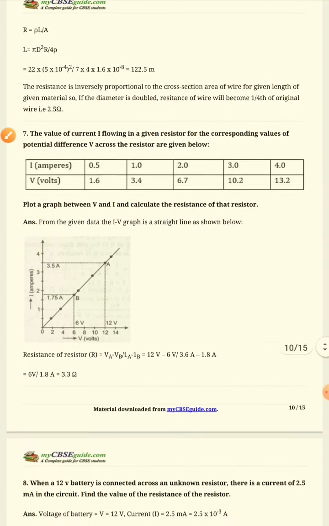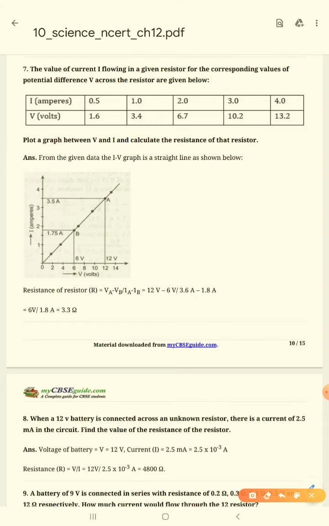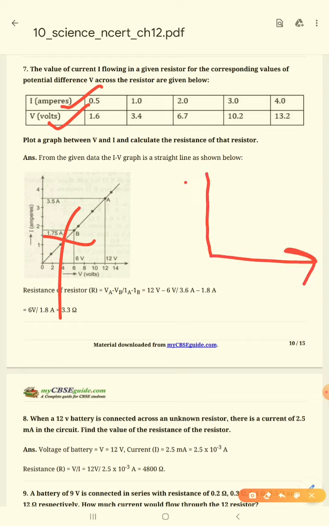Now look at question number 7. The value of current flowing in the circuit for the given resistor. Okay, in this question he has given us the value of I and the value of V. We have to draw a graph. Make one thing, make a graph, right here V, right here I.